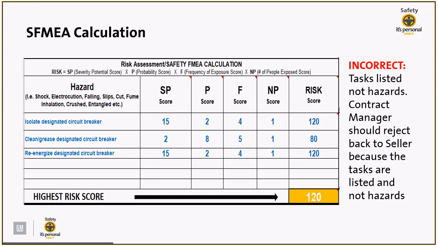So here's an example, one we see all the time, I would say, where they say the hazard is to isolate the designated circuit breaker, clean and grease the designated circuit breaker, and re-energize the circuit breaker. We are saying that this is 100% incorrect, right? They did not list any hazards. They basically listed steps or tasks. So you as a contract manager should actually reject this back to the seller because the tasks are listed and not hazards.